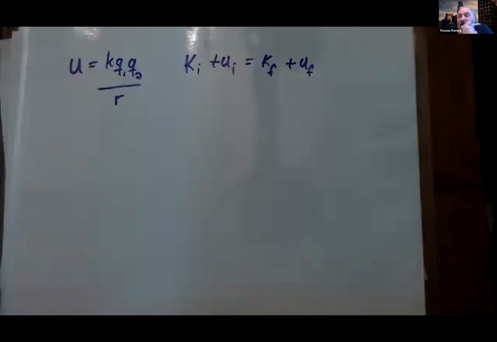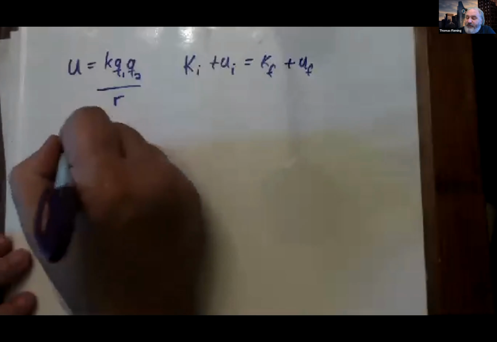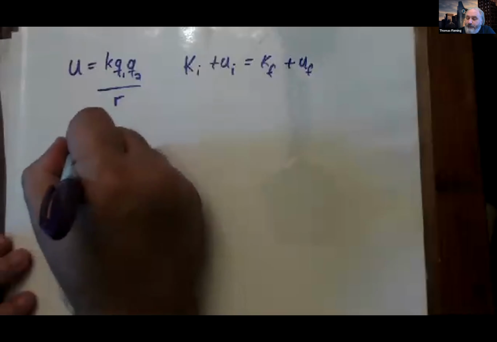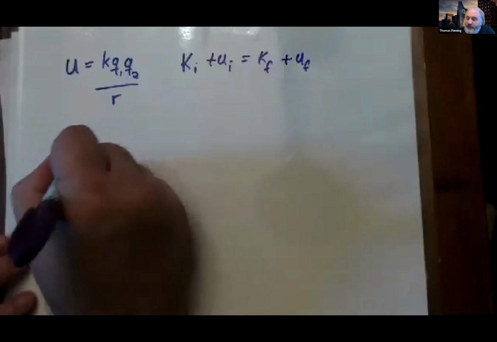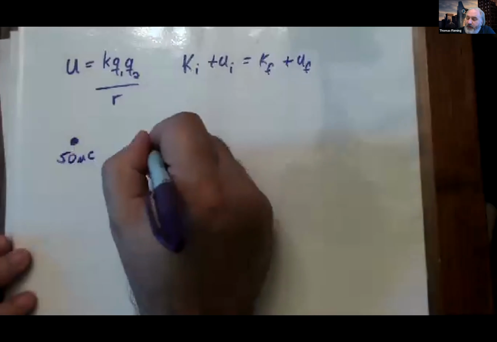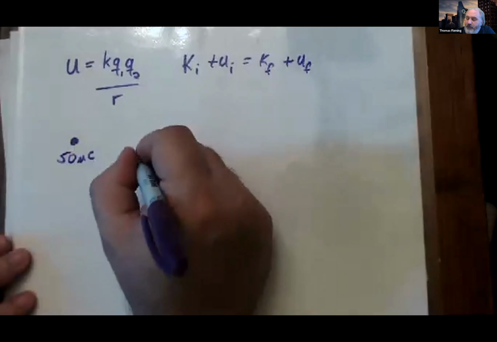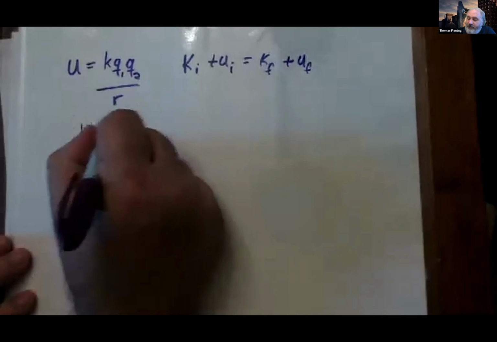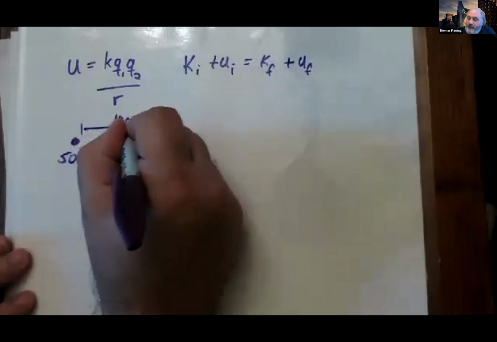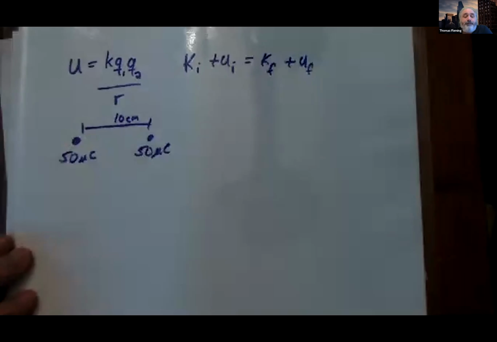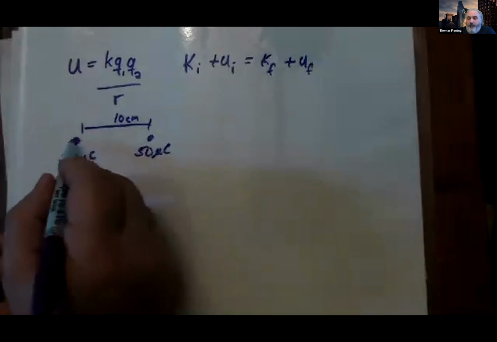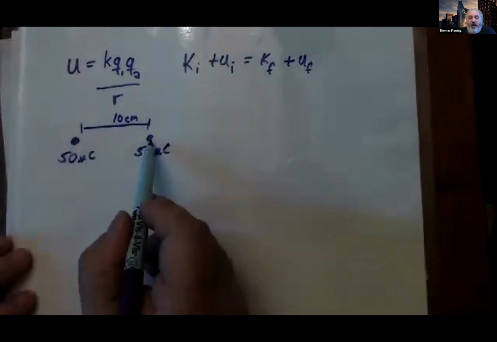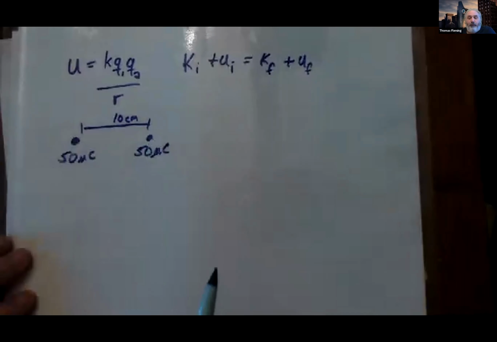So let's imagine a scenario where I could put this into play. Imagine I've got two charged particles. This guy over here is 50 microcoulombs, and this guy over here is also 50 microcoulombs. I'm going to place these guys 10 centimeters apart. Now, I'm going to nail this guy in place. He can't move at all. But this guy is not nailed in place. I'm going to release him from rest.